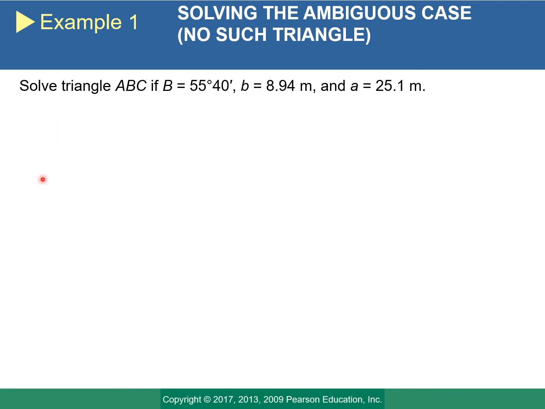We're going to try this example. Solve triangle ABC if B is 55 degrees 40 minutes, little b is 8.94 meters, and little a is 25.1 meters. Okay. Now we're going to use the alternate form of the law of sines. The reason why we're flipping over our law of sines is just because of what we know and what we want to know. And so let me clarify that.